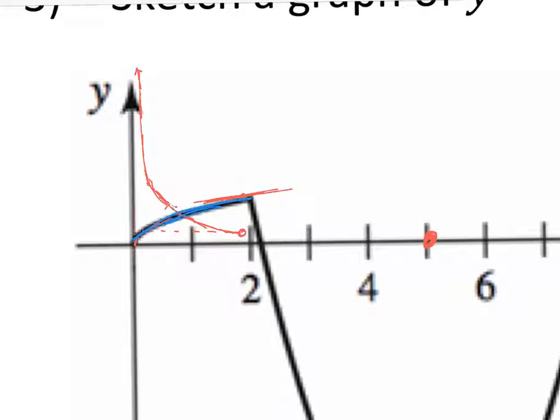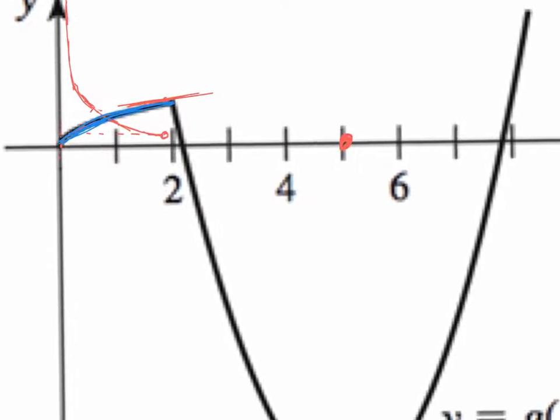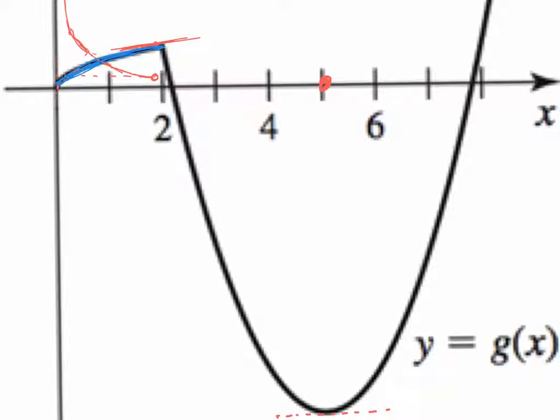Okay, now let me continue on from 2 to 5. Let's pick a few places. So here, let me pick a different color. Let's use green. So at this green point, this is my tangent line. And this tangent line, use your judgment, it's negative. It's pretty steep. So I'm going to place a negative on the bottom somewhere here, right?